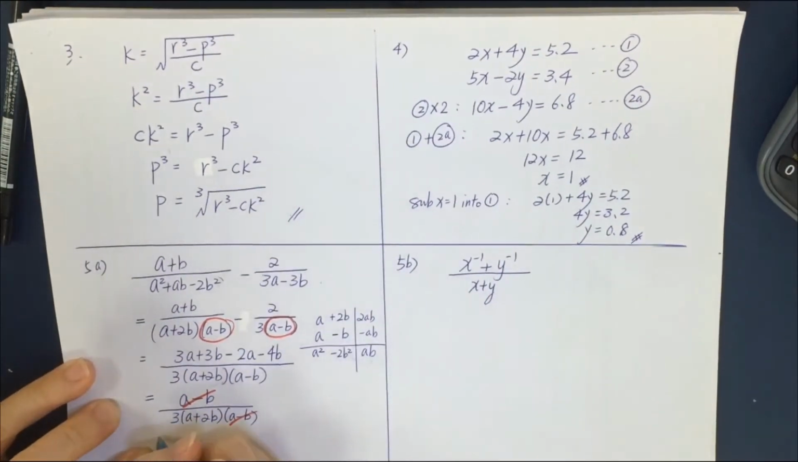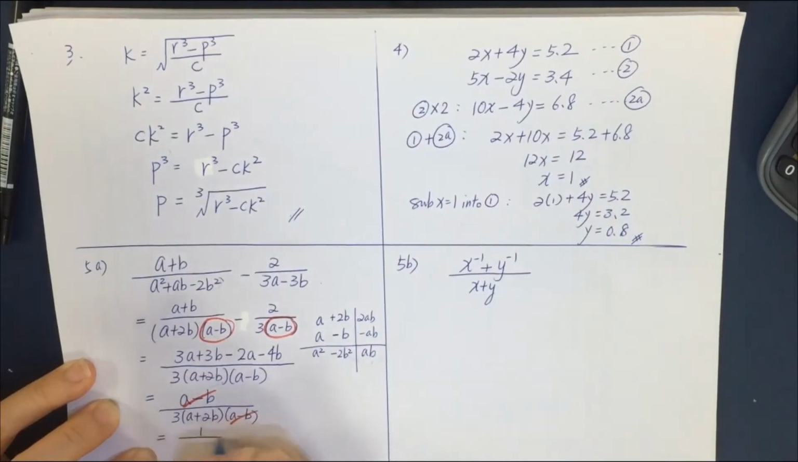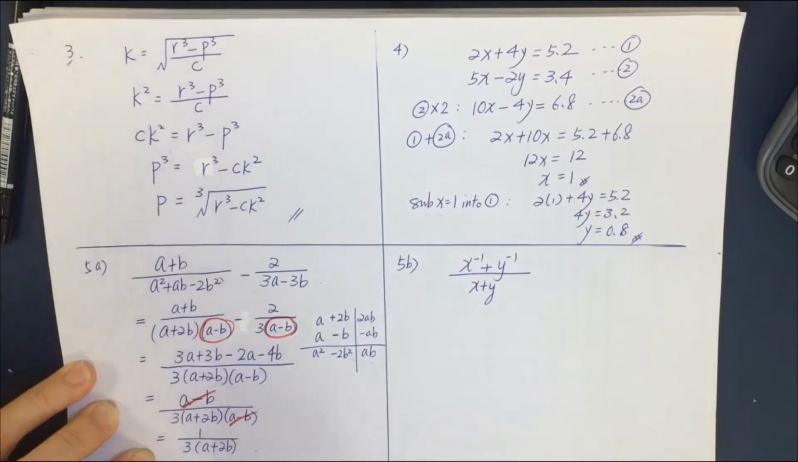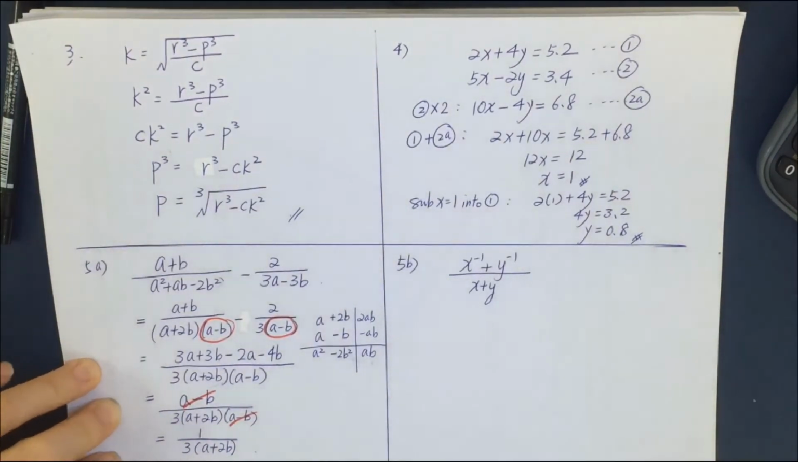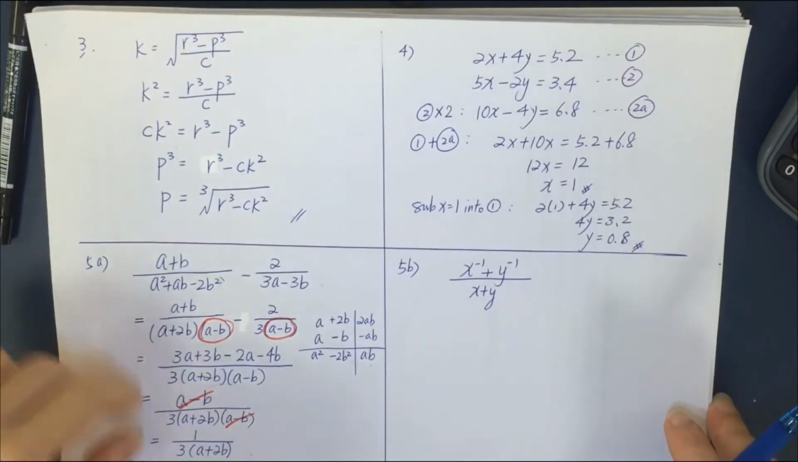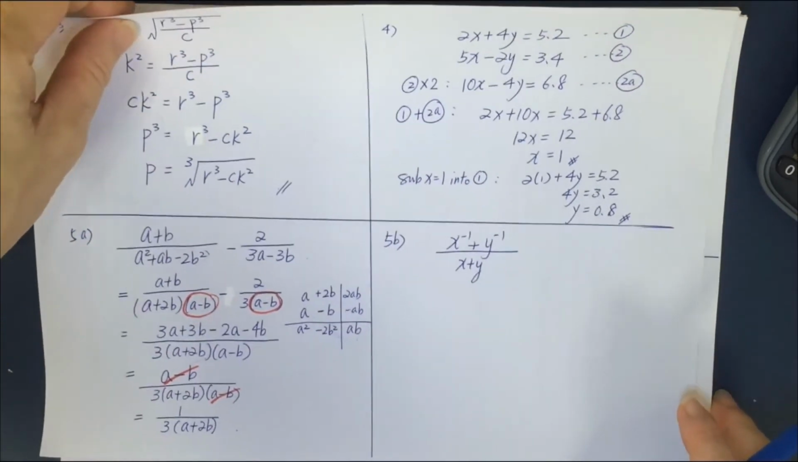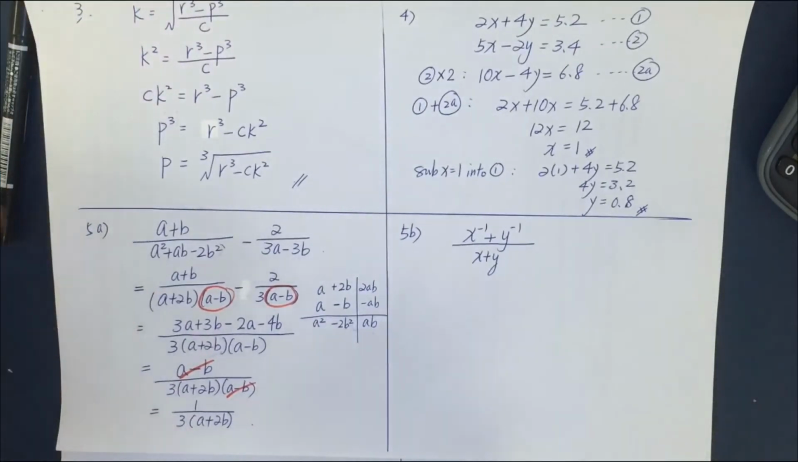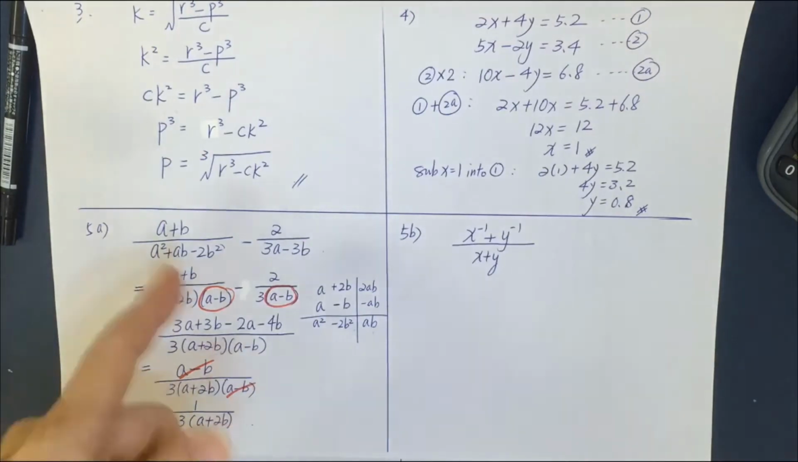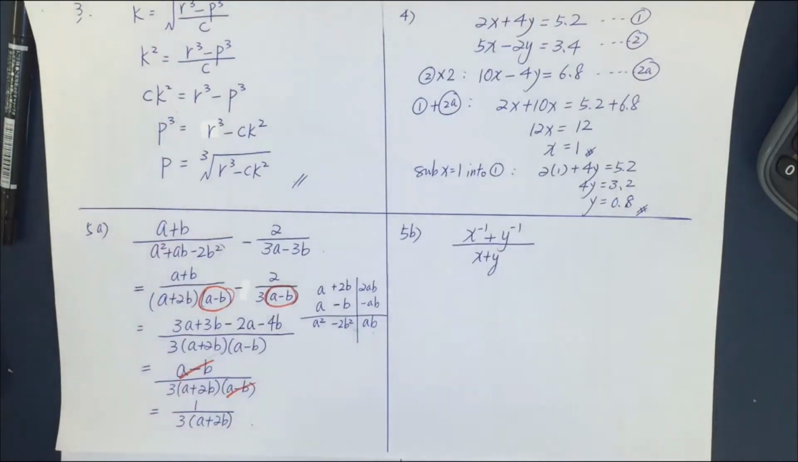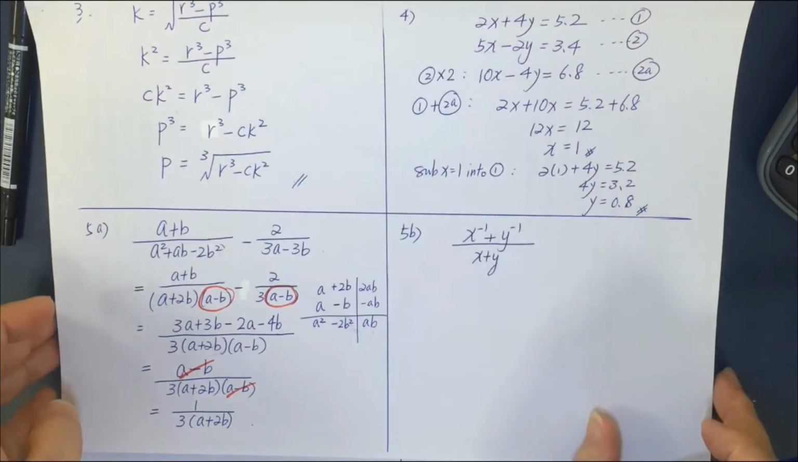So division, so therefore my answer is just 1 over 3 times a plus 2b. So that is the answer for this question. The question asks you to leave your answer in positive indices. Actually here all positive indices, so this question has nothing much to do with the positive indices.